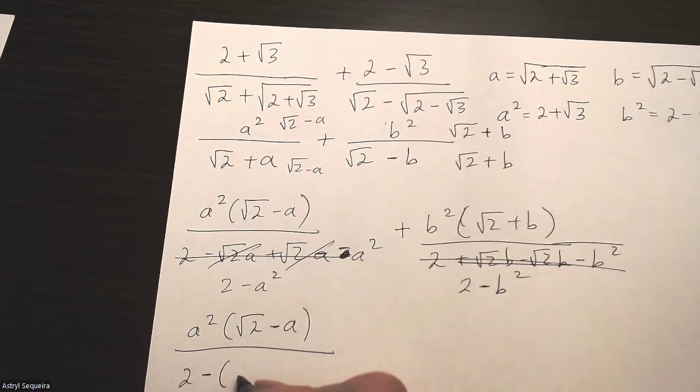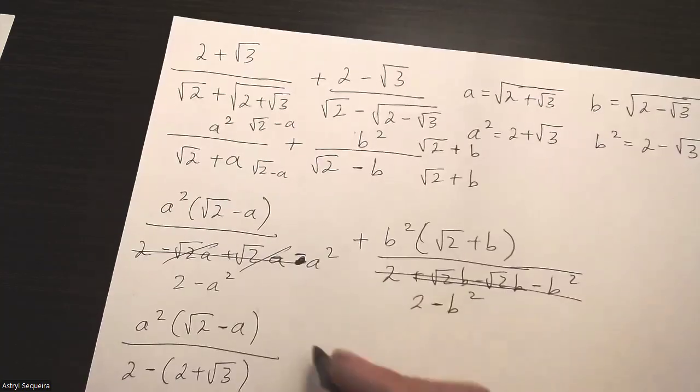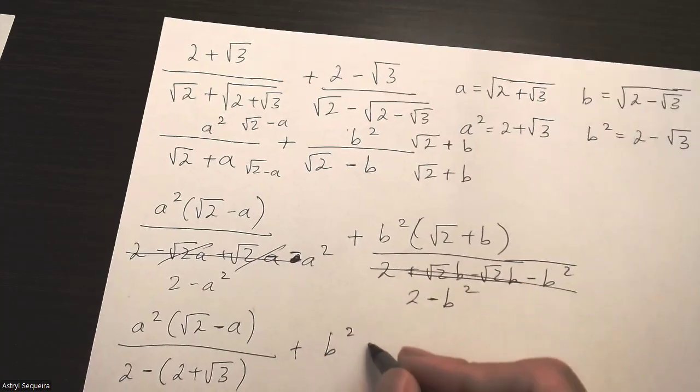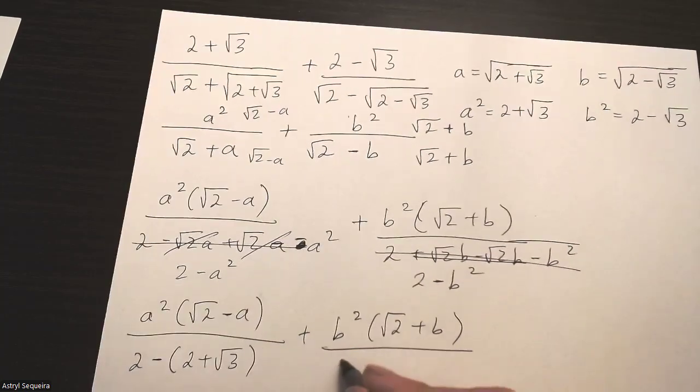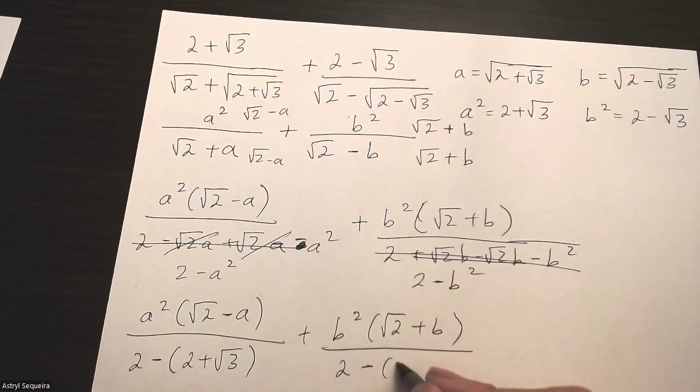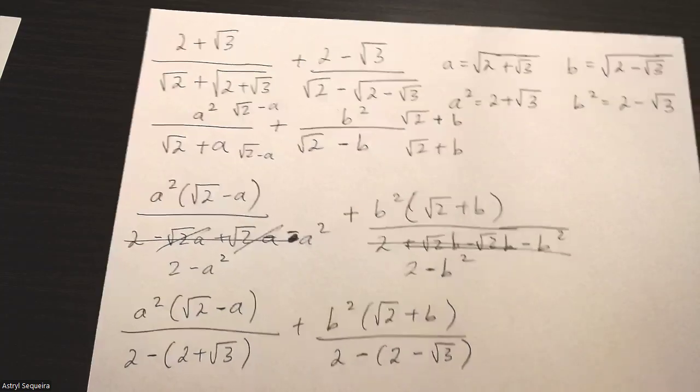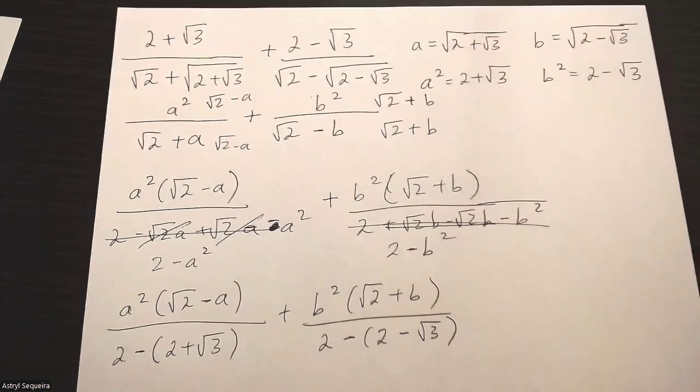So that's just going to be 2 plus root 3. That's my a squared from there. I'll do the same. Two minus root 3, just from my b squared over there.